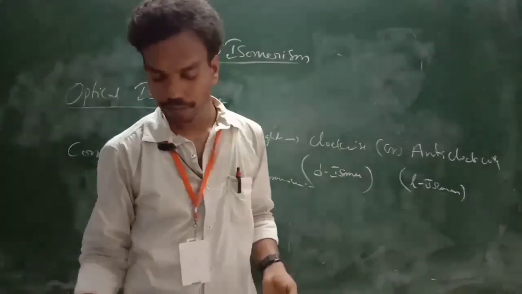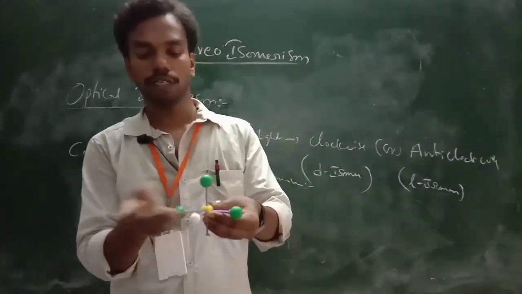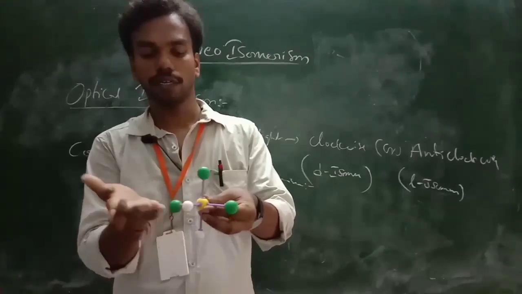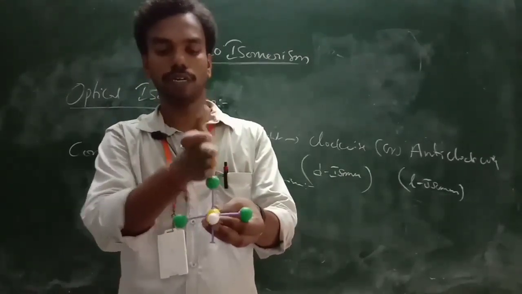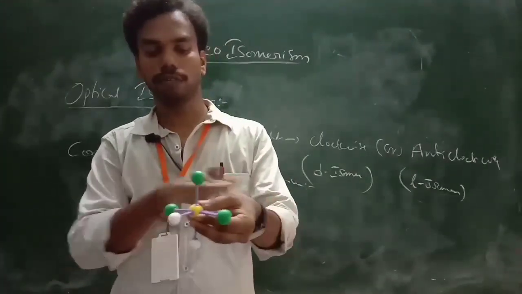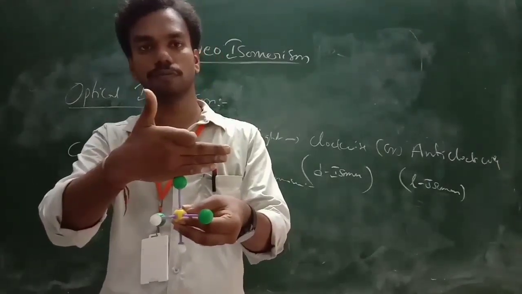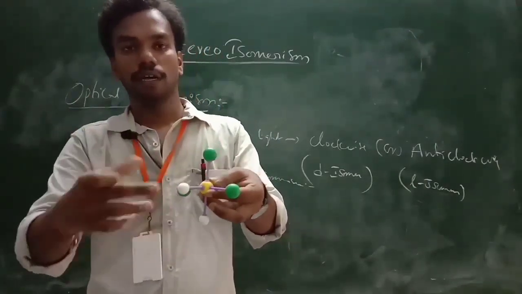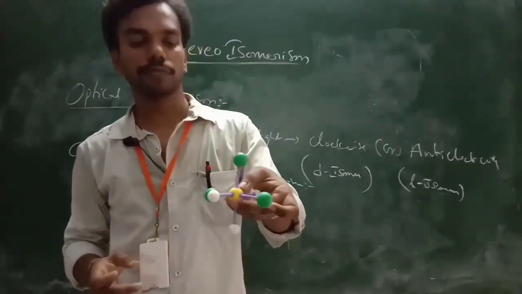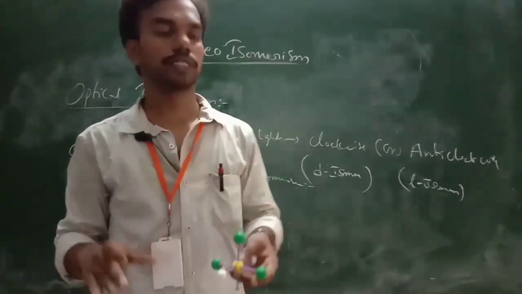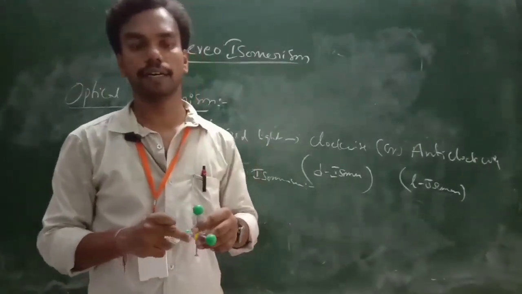For example, if you see this complex, it has planes: 1, 2, 3, 4, 5 planes, between the atoms, along the ligands, and between the bisecting ligands, right? So these are the planes. The complex should not contain any type of plane of symmetry, and should not contain any center of inversion.